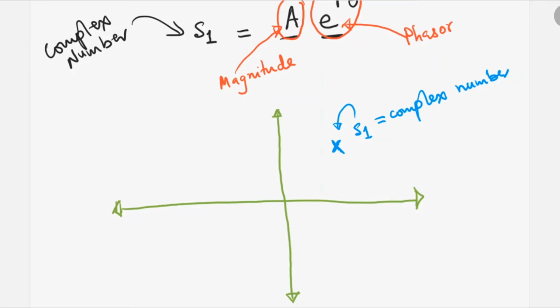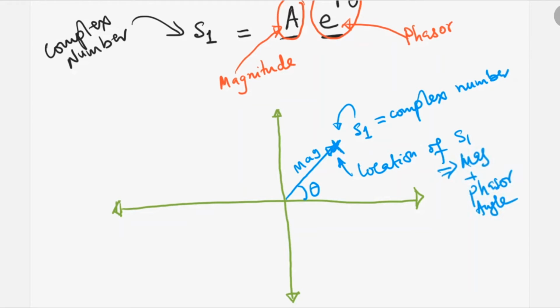So how can I represent this point, this s1 point? Let's do this. If I draw a vector from the center to this point, which is required, and if I know what this theta is, and if I know the magnitude, can I know the location of this point s1? So we are going to do that.